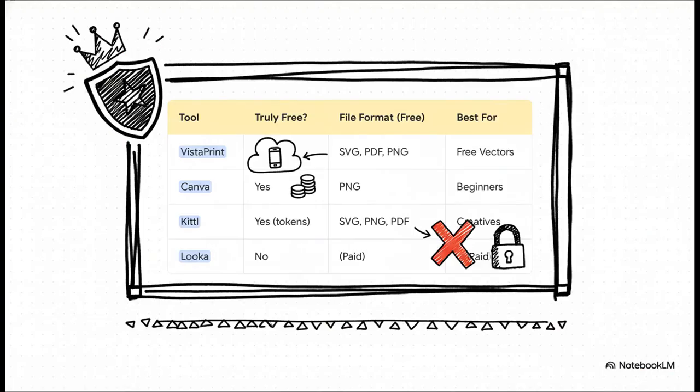And here is the verdict. After going through a whole bunch of these, 3 clear winners really stood out. You've got Canva, which is fantastic for anyone who's just starting out and mostly lives online. Kittl is amazing for more creative, unique logos. But look at that top row, Vistaprint.